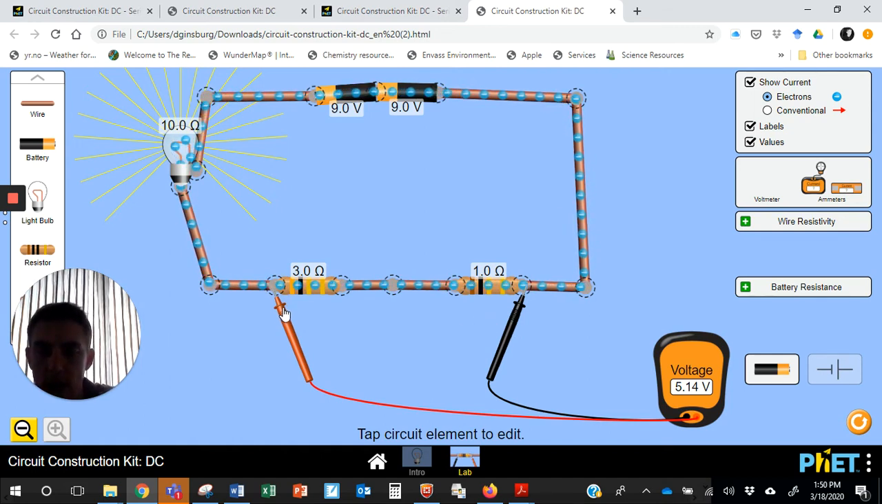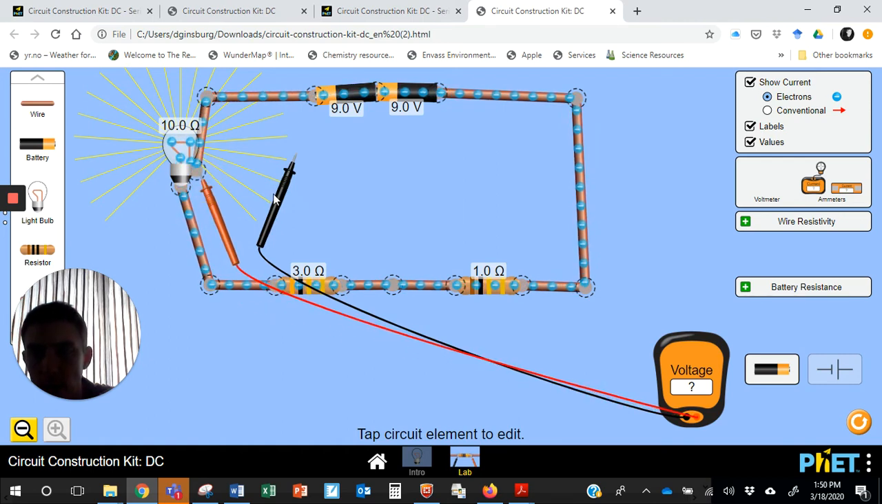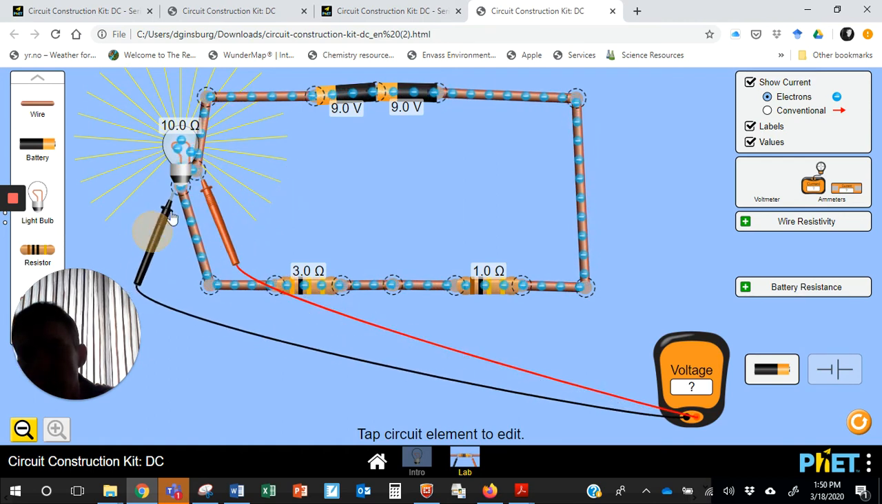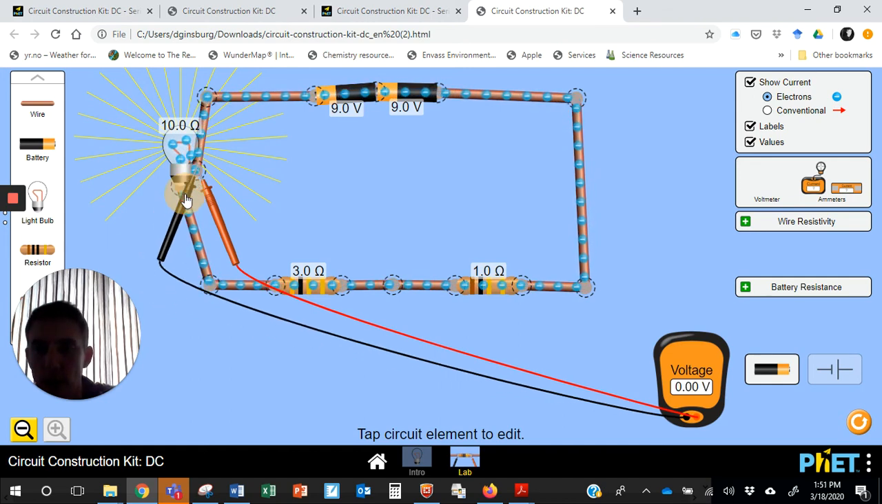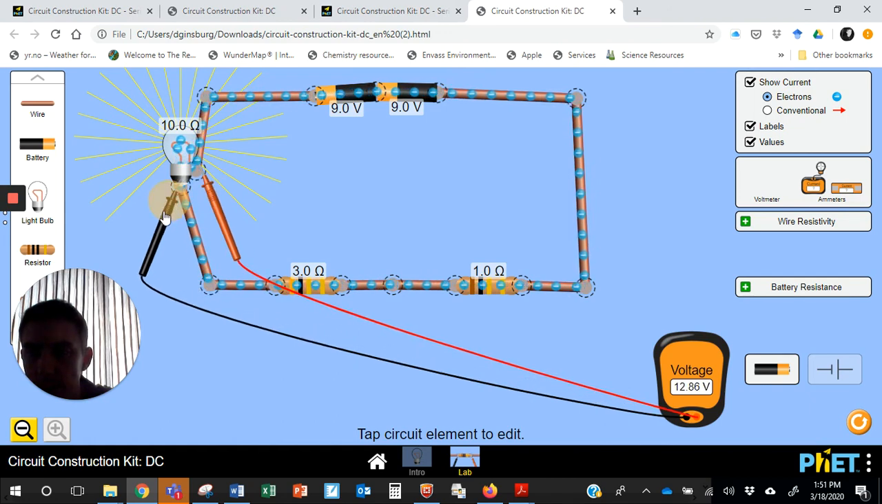Okay, and now let's see what happens if I also add the reading on the voltmeter when I connect the voltmeter across this light bulb. The positive terminal of the voltmeter must be connected on the side of the light bulb that's connected to the positive terminal of the battery. So there's the positive terminal of the battery. It's connected to the positive side of the light bulb. If I do it the other way around, you simply get a negative reading on your voltmeter. Notice how now I'm getting minus 12.86 volts. So if I take the 1.29 plus the 3.86 plus 12.86, let's swap this around so that it's correct.